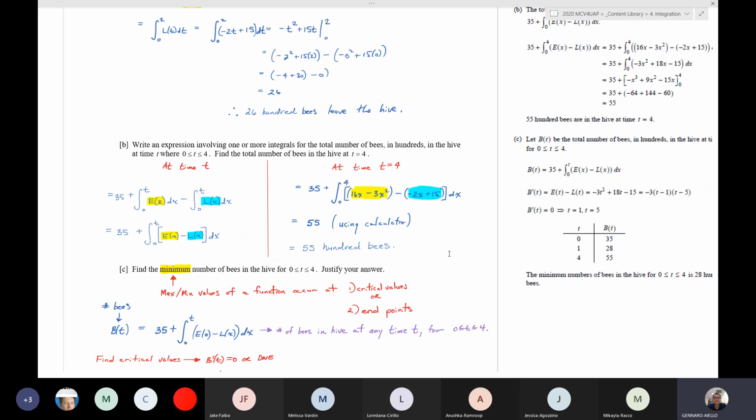So your answer, the total number of bees in the hive at t equals 4, is 5,500 bees. Any questions on part B?